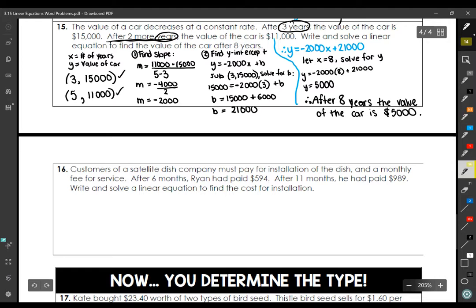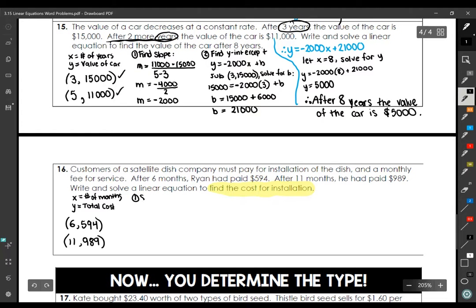So again, this question wants us to find the initial value. So again, let's define our variables, x and y. Okay, so again, y is total cost. x is the number of months. Okay, so our data points are 6, 594 and 11, 989. Those are our two data points.